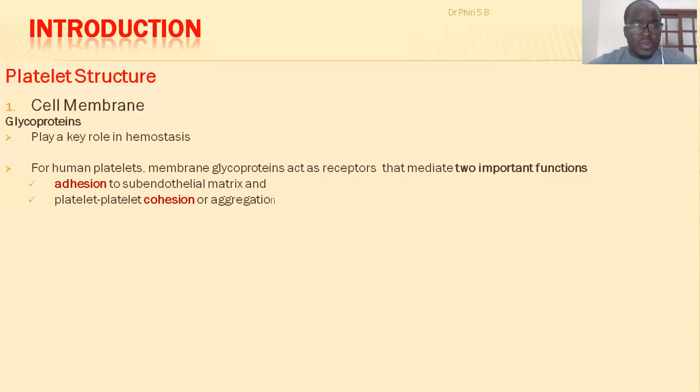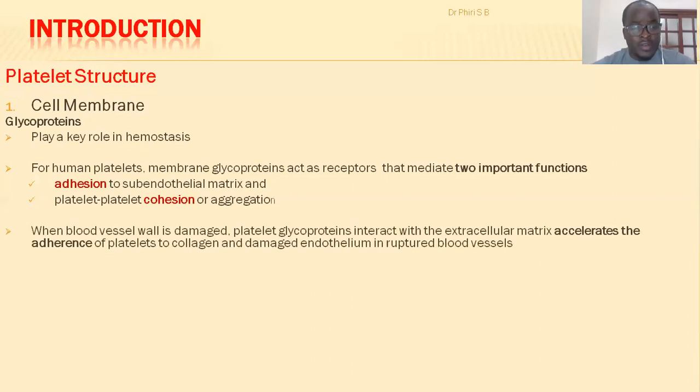Then they also function in platelet cohesion or aggregation. For platelets to go and bind to other platelets, they're also going to bind to these glycoproteins, because the glycoproteins are the ones that act as receptors. So the glycoproteins from one platelet can go and bind to the glycoprotein of another platelet to form that aggregation. So the cohesion and aggregation of platelets is also facilitated by these glycoproteins.